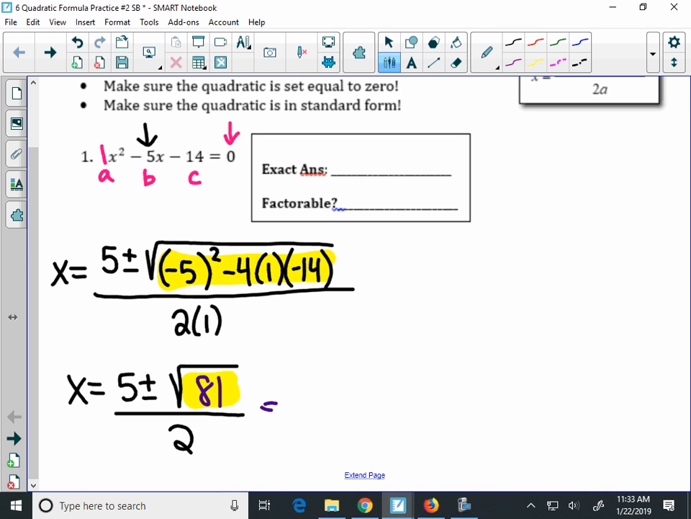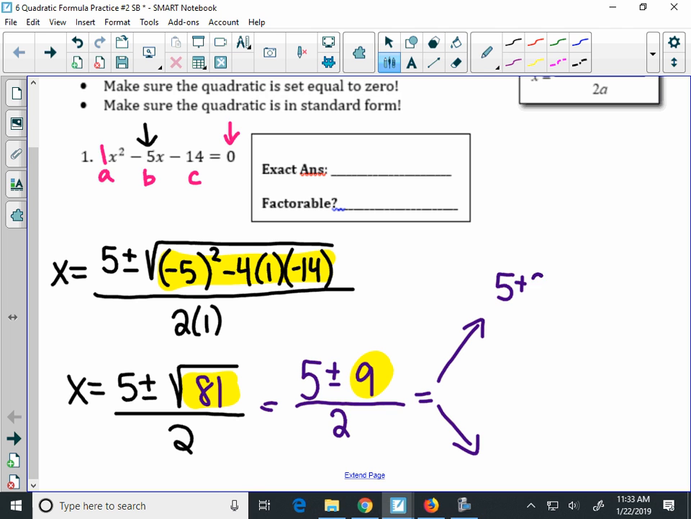We should recognize that 81 is a perfect square. So you can simplify 81 to be 9. So you really have 5 plus or minus 9 over 2. Now the thing to remember is that when you do not have a radical or you don't have i, you need to simplify this answer into 2 rational numbers. So you're going to take that fraction and split it up. You're going to write 1 with a plus, 5 plus 9 over 2, and 1 with a minus, 5 minus 9 over 2. And then you simplify.